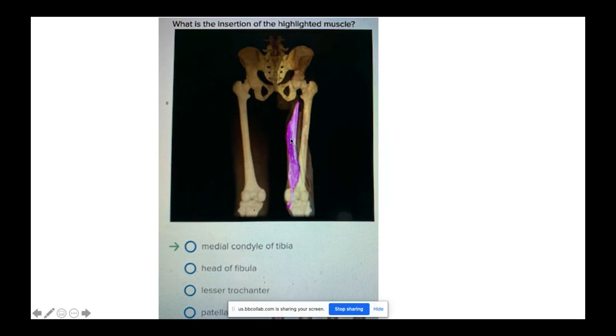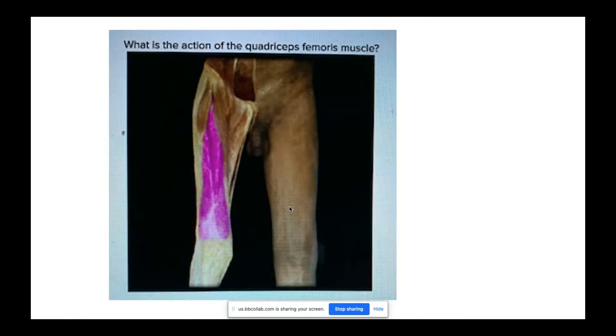Now these are the medial hamstrings, and it's asking what is the insertion. So you have to go, all right, origins up here. I'm looking at the purple down here. So that's the tibia. I got to find something with tibia in it. Well, it can't be the head of the fibula. That's here. Can't be lesser trochanter. That's up here. It can't be the patella. That's down here on the anterior side. The only possibility is the medial condyle of the tibia. Right? So process of elimination.